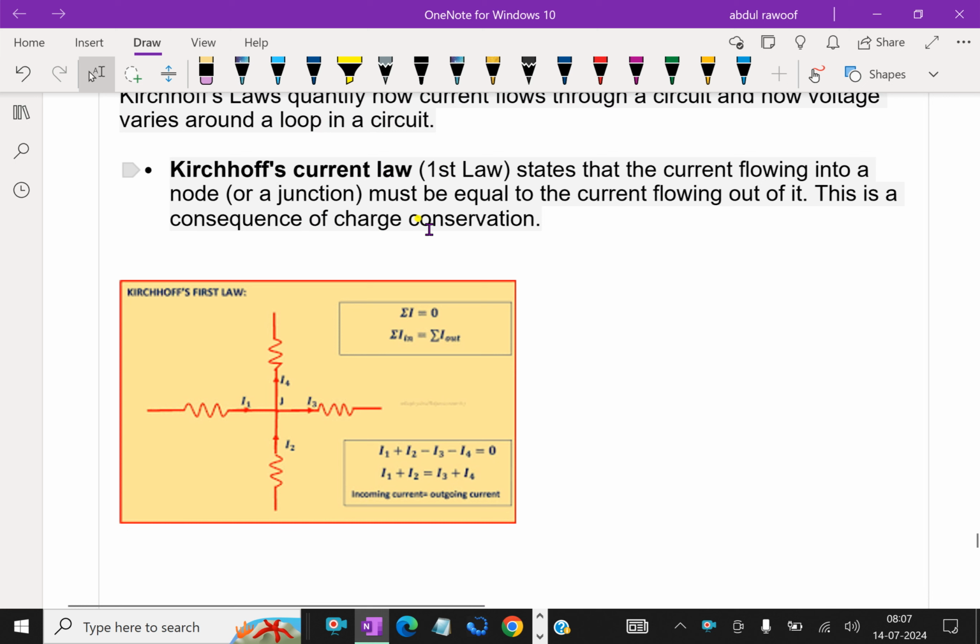Kirchhoff's current law, that is the first law, states that the current flowing into a node or a junction must be equal to the current flowing out of it. This is a consequence of charge conservation. In other words, we can say the algebraic sum of current flowing into the node is equal to the algebraic sum of the current from the node. That means the total algebraic sum of current is 0.